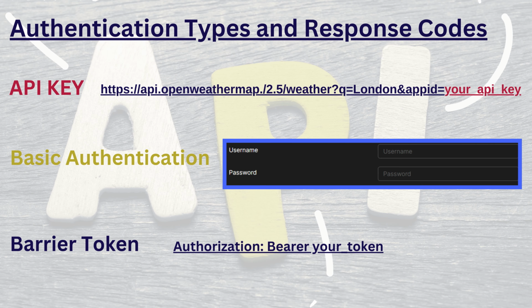And the third one is token based authentication. A great example of this is Dynamics 365, which uses token based authentication for its secure APIs. After a user logs in, the server generates a token which you can include in the request header like this. This token replaces the need to send the username and password every time, making it a secure and efficient method.